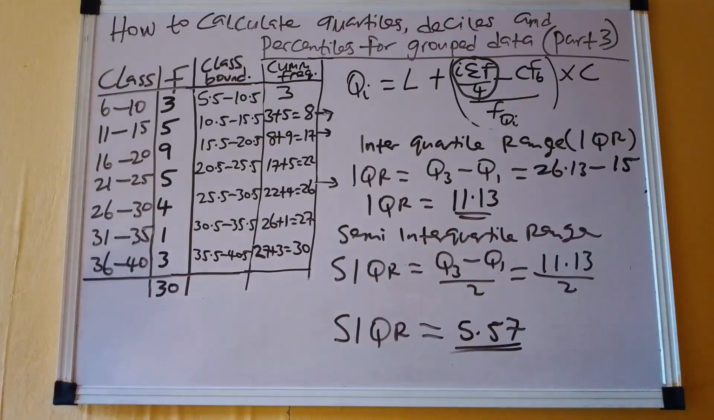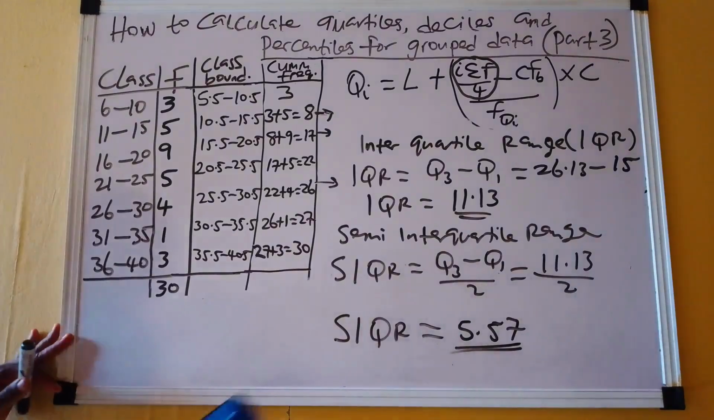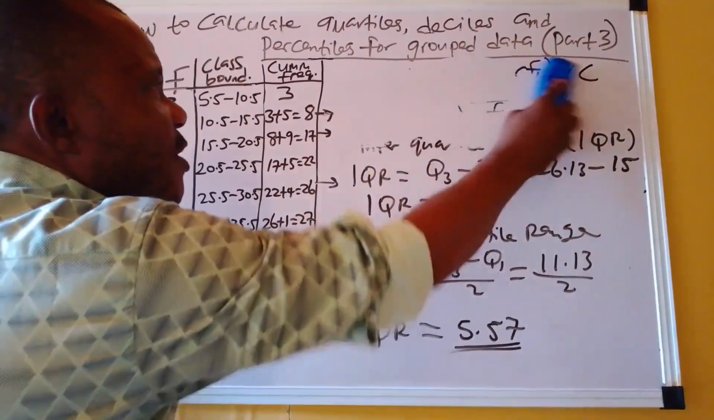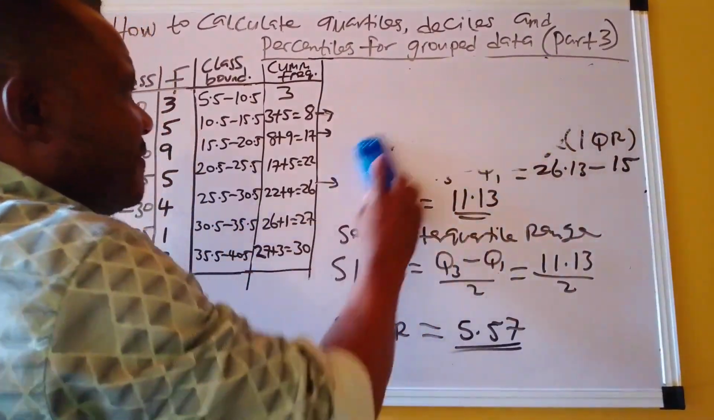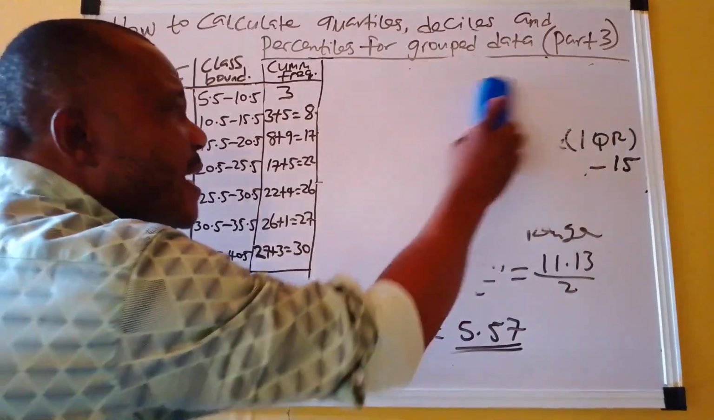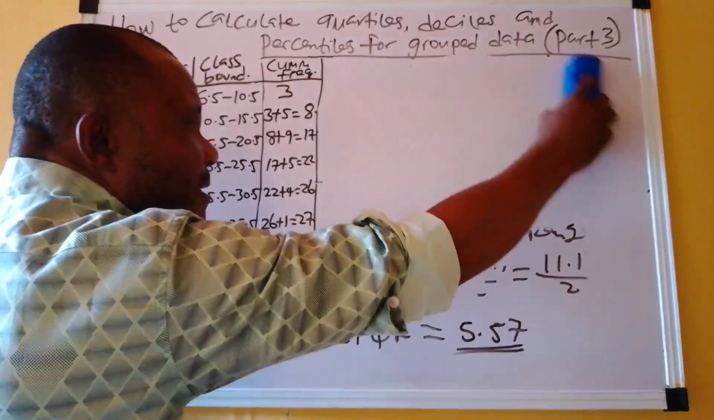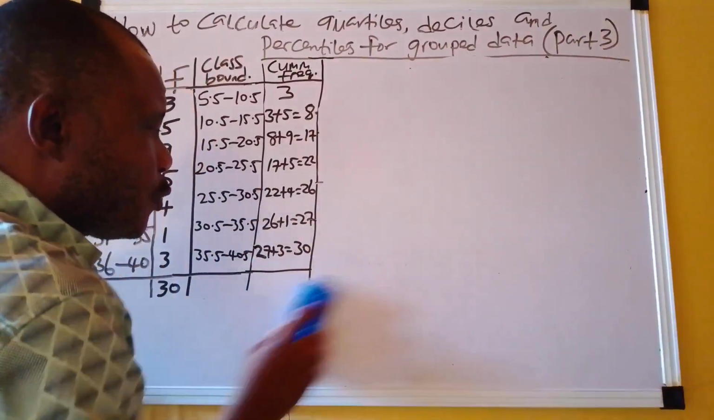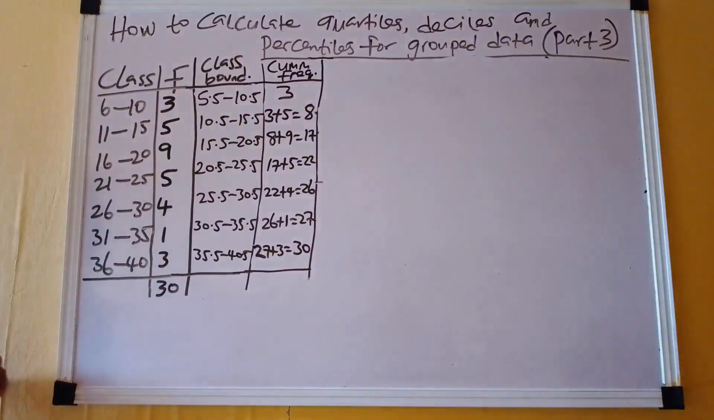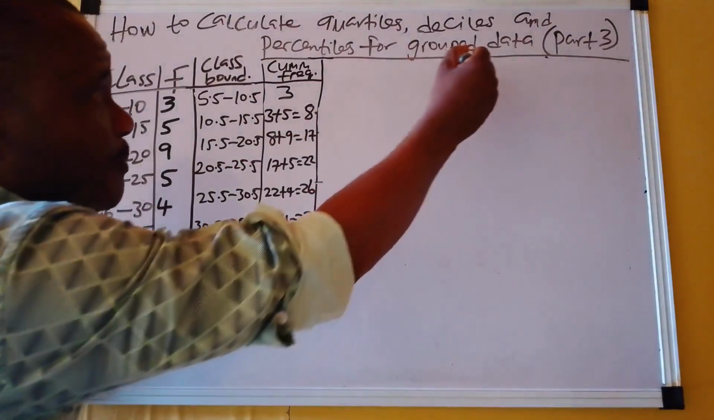This is all about quartiles. Now it is good we go ahead and see how we can calculate deciles. Then from there we move to percentiles, and so on. Now we shall be looking at deciles. Remember, by definition, deciles divide the data set into 10 equal parts. That is what the deciles do.